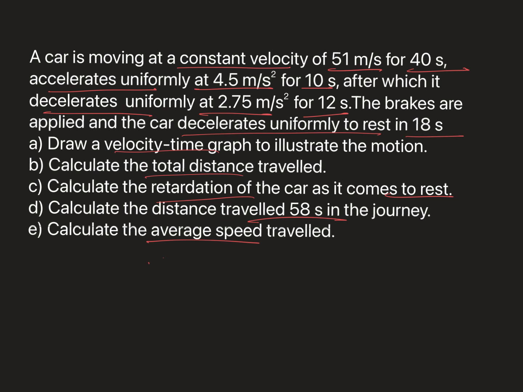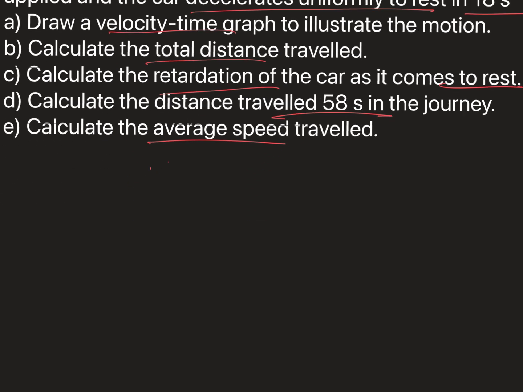So we have a velocity time graph question, and that's the first question we have. How do we try to draw the velocity time graph? Having a quick analysis, we have a constant velocity. The body started moving with a constant velocity, then it accelerated, then it decelerated, then it decelerated again to rest. That gives a general idea of how the velocity time graph is supposed to look like. Okay, so let's move on.